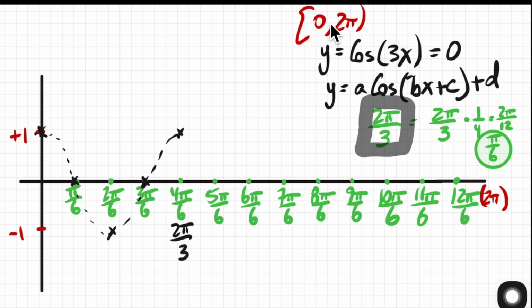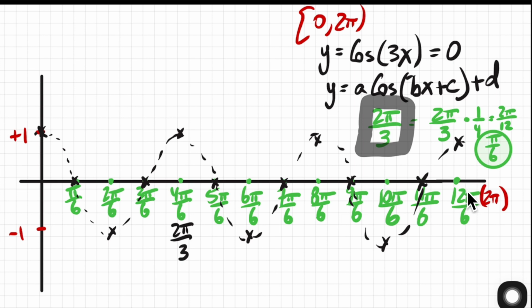But folks, look, we have plenty of x values left here. So we're not going to stop here. We're going to keep going. So let's do that. Maximum, middle, minimum, middle, maximum, middle, minimum, middle, maximum. Okay, folks, here is our entire graph from 0 all the way to 2 pi.